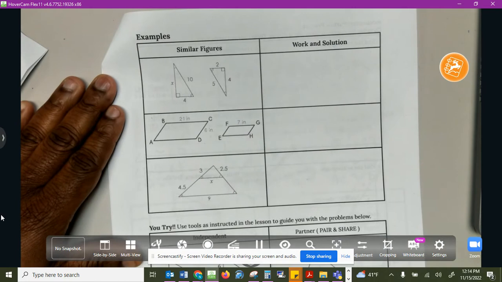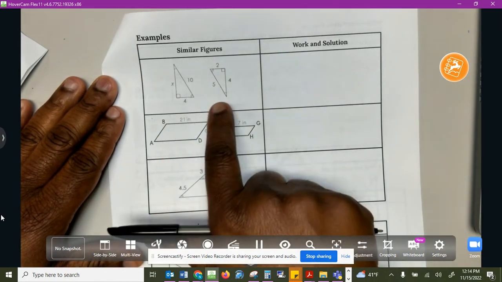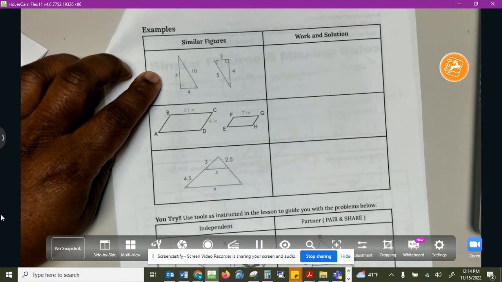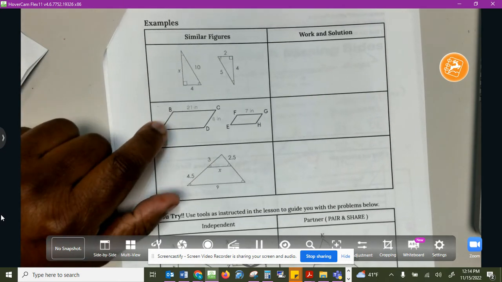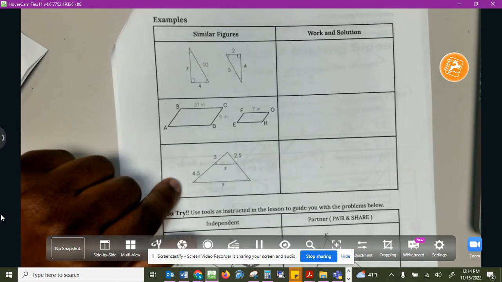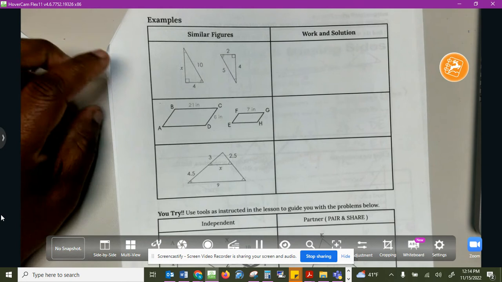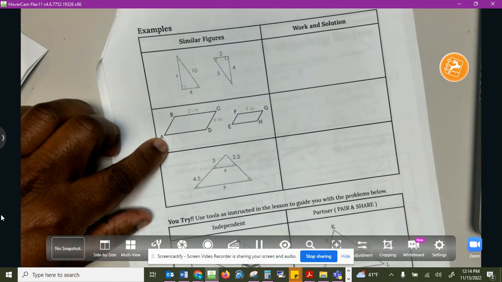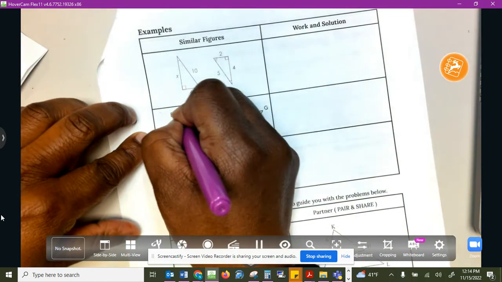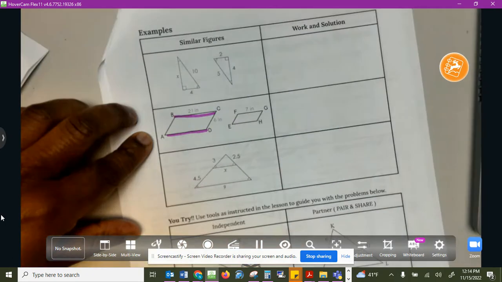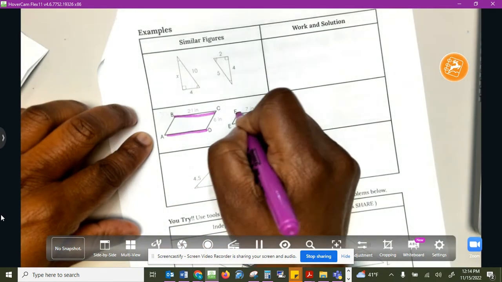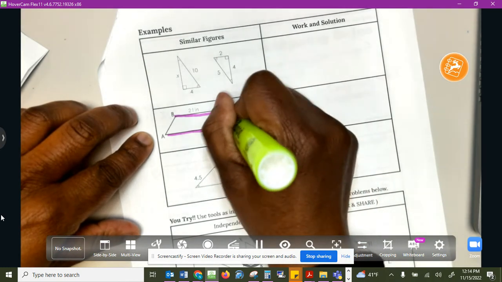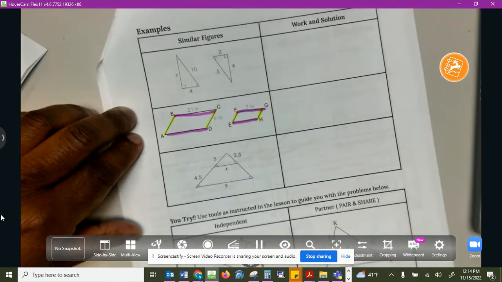We have 3 examples here. We just did a triangle example, so I'm not going to do this one, but I'm going to do a rhombus, and then this triangle because this is a special triangle. So here, when I identify, I know my long sides go together and my short sides go together.